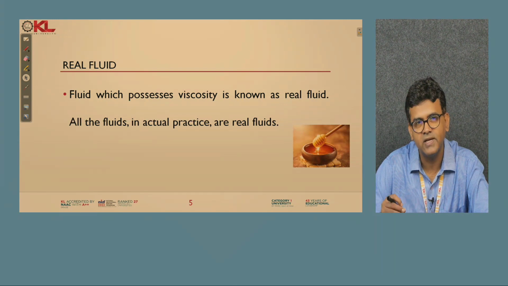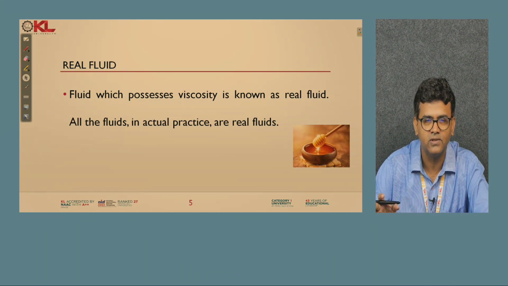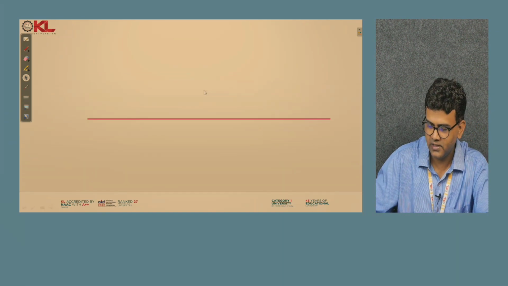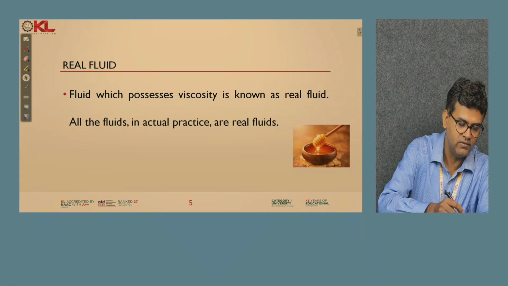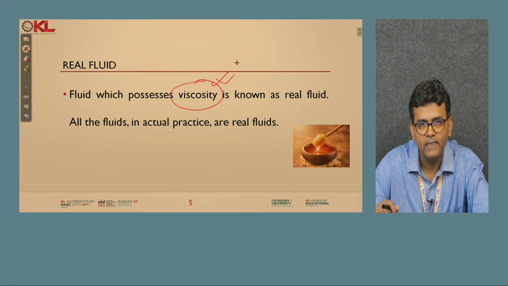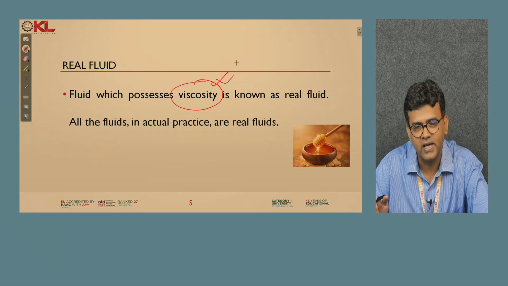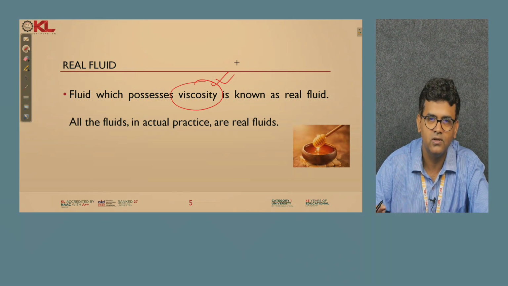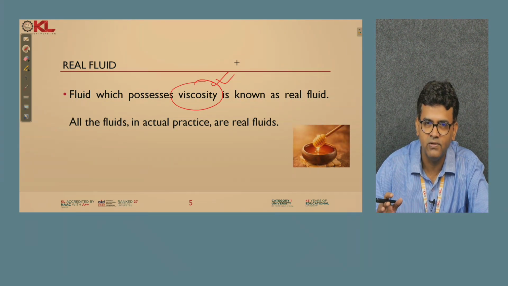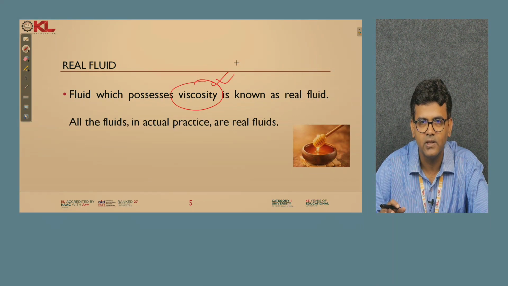In simple words, we can define the fluid which possesses viscosity as the real fluid. So viscosity is a very important property. Based on that, the fluid can be categorized as a real fluid or an ideal fluid. In the case of the ideal fluid, there is no viscosity. When the fluid has some viscosity, it comes under the category of real fluid.